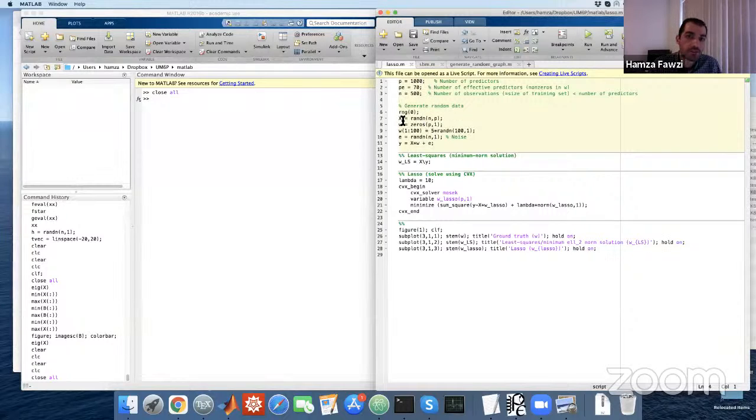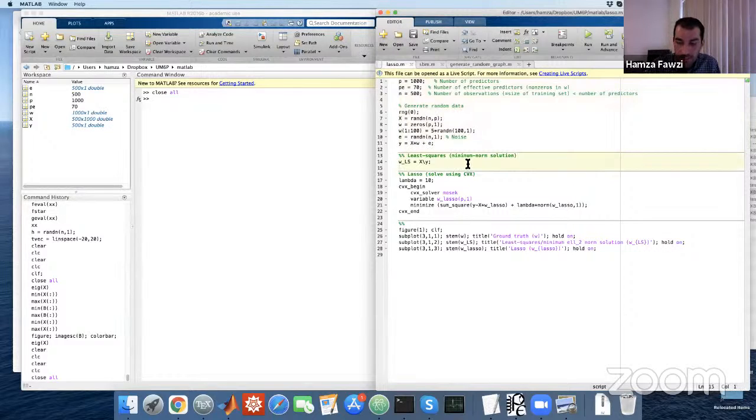Okay, and in this case, I'm just generating some synthetic data to try out. This is the vector of predictors, X. This is the ground truth W, which in this case is mostly zeros except the first 100 components. And the vector Y is X times W plus some error E. This is the kind of noise that you could have in an experiment.